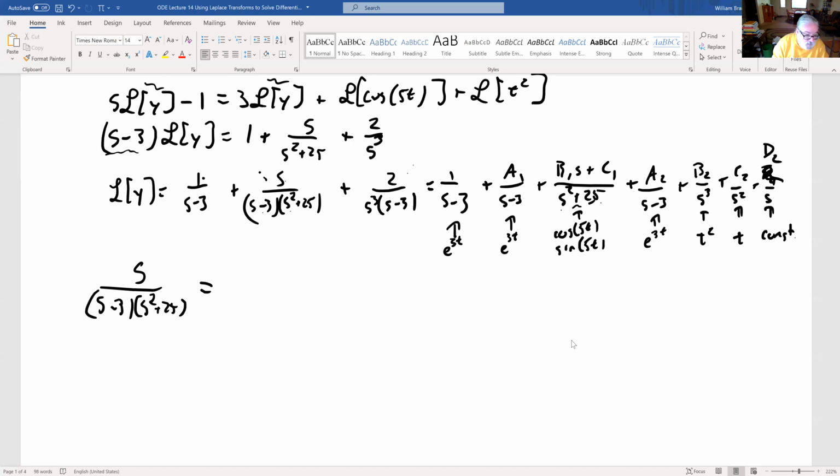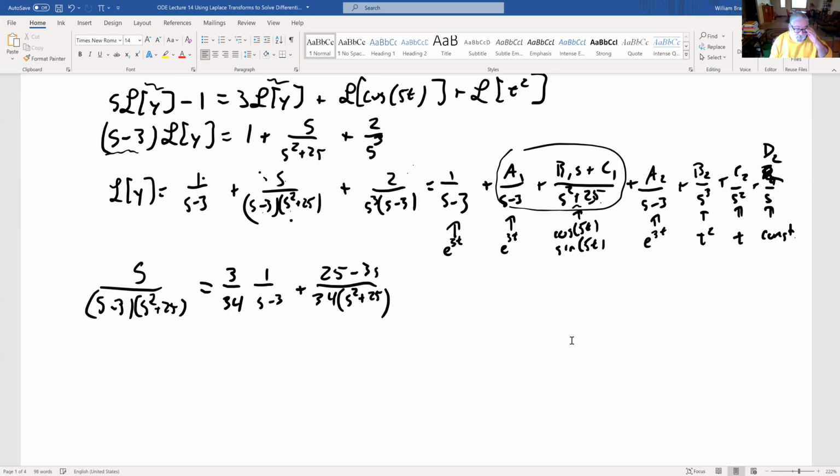That's equal to 3 over 34 times 1 over s minus 3 plus 25 minus 3s over 34 times s squared plus 25. So there's this piece, that's these terms figured out.